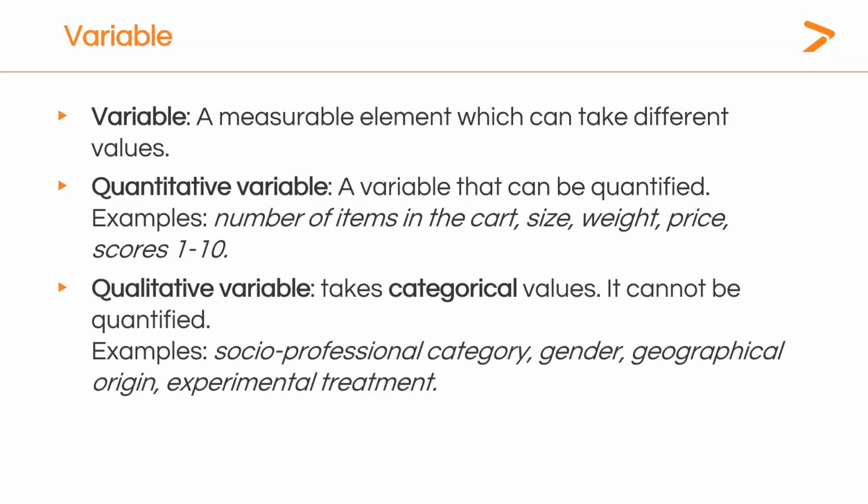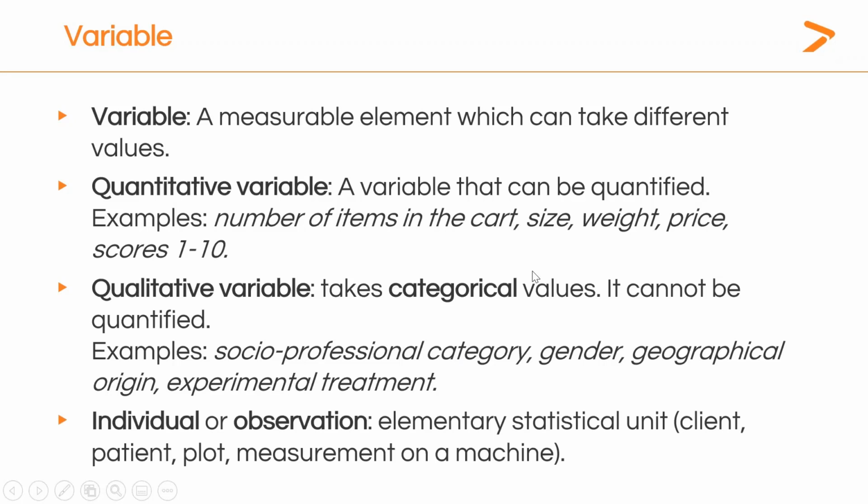And on the other hand, we have qualitative variables which take categorical values and cannot be quantified or ordered. For instance, socio-professional category, gender, geographical origin, experimental treatment. And of course, things are a little bit more complicated than this. So there are many subtypes of variables, but I won't be spending time on these. Let's just stick to this classification of variables.